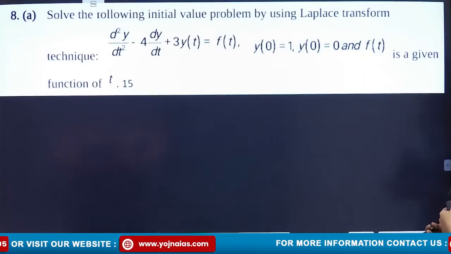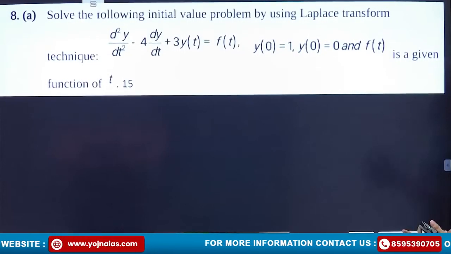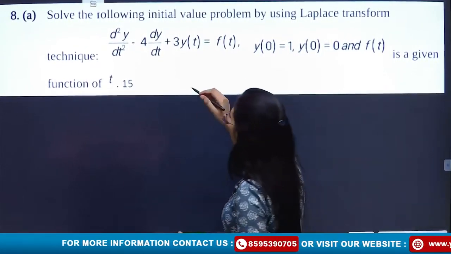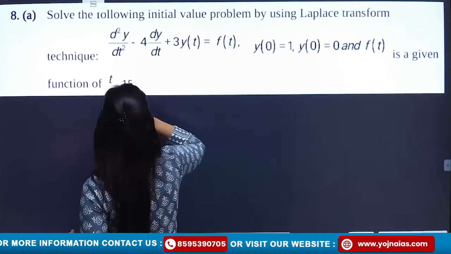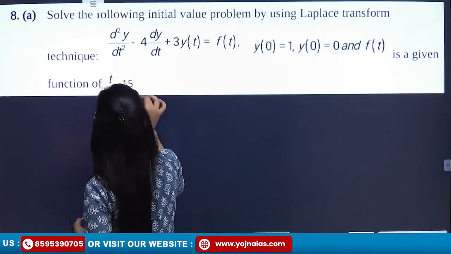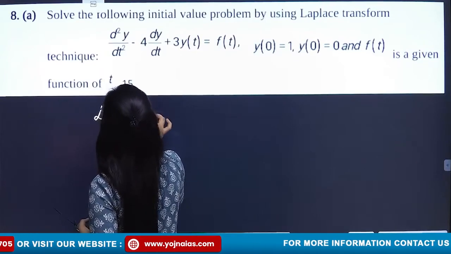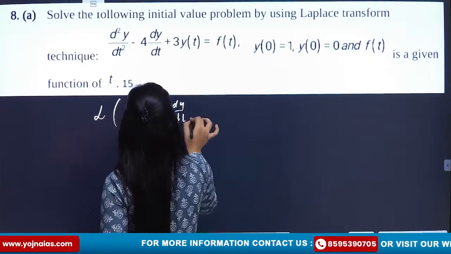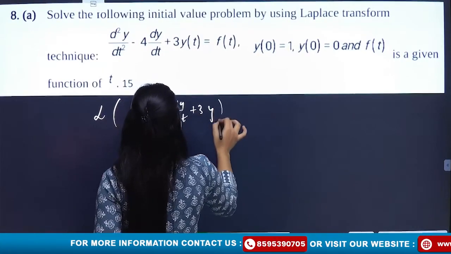Question. Solve the following initial value problem by using Laplace transform. You need to solve this by using Laplace transform. How would you solve? Apply Laplace on both sides of the equation, on d²y by dt² and dy by dt.